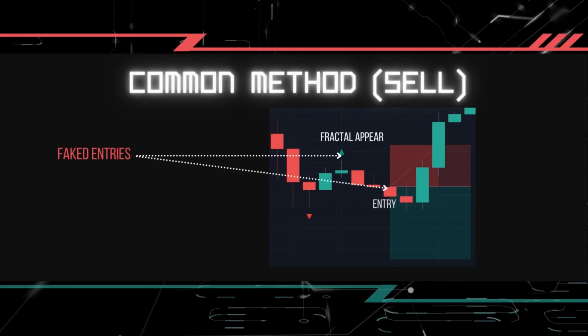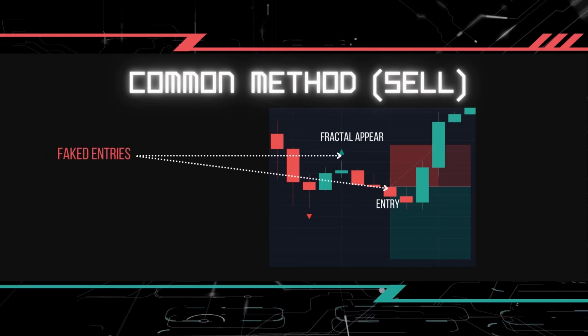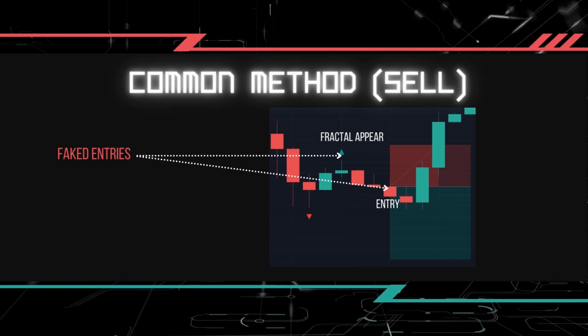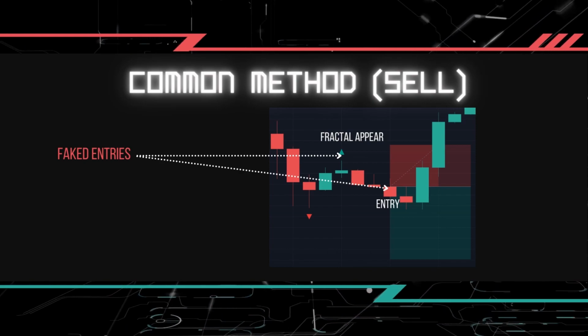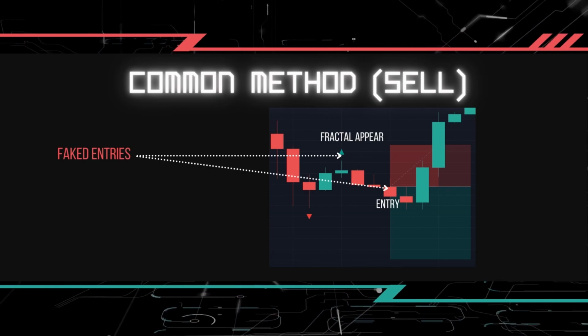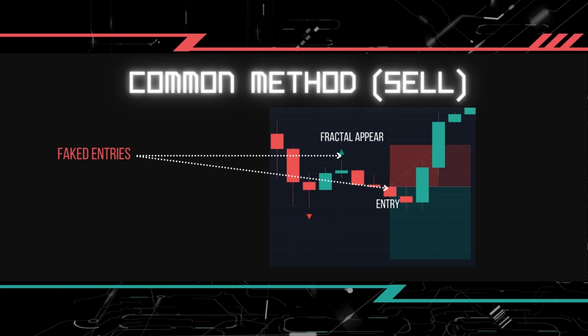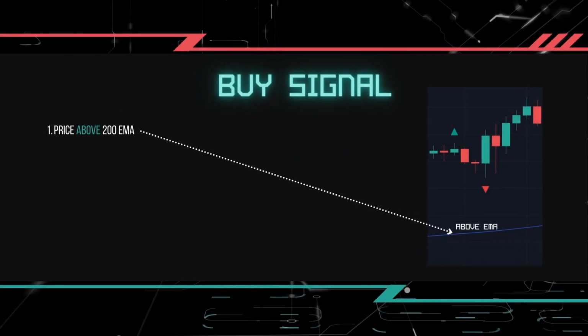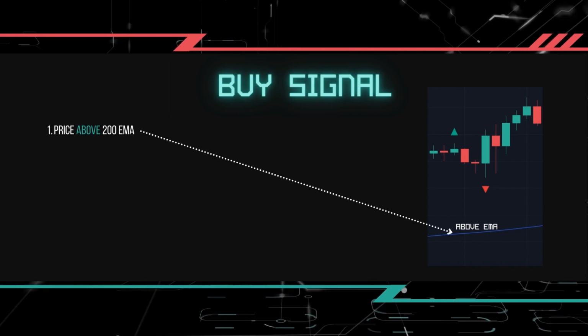Similarly, for a sell signal, the common method is to wait for the green up fractal arrow to appear before entering a sell trade. The up arrow shows that the price has already peaked and a retracement to the downside is coming. However, this is not the recommended way of using the fractal indicator as it will result in multiple false trade entries. Instead of using the common method, let us share with you our strategy.